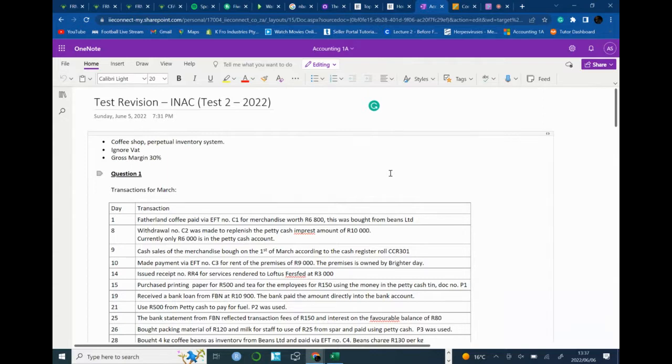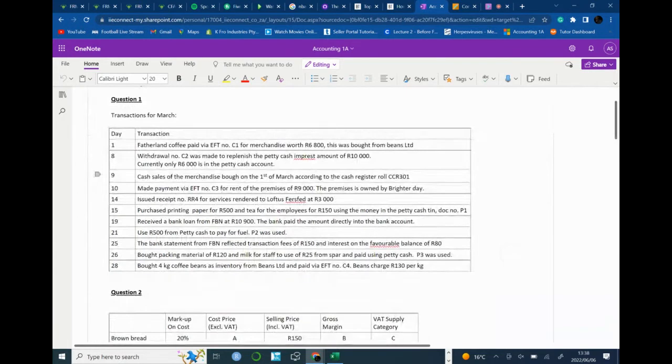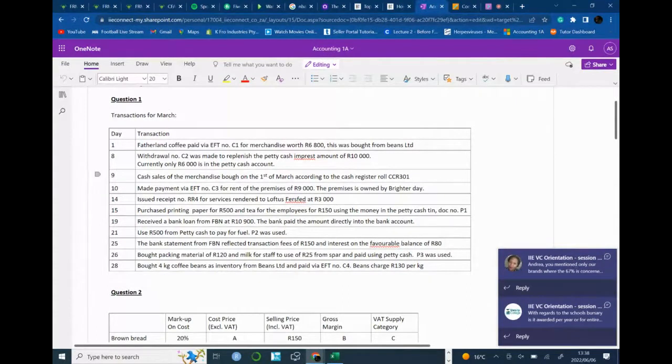It couldn't get any better than this. Then they said gross margin 30%. That's all that they communicated. They did not tell us whether it's on cost or on selling price. So we would have to look at the actual formula for gross margin. Maybe we can quickly delve into that.